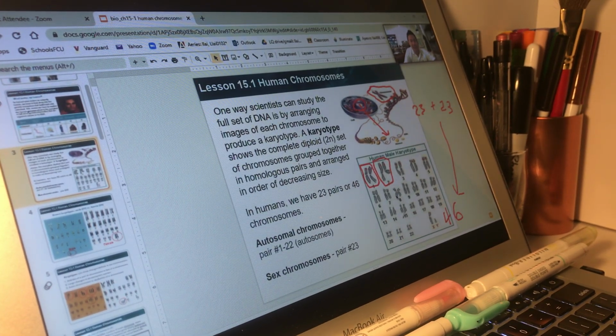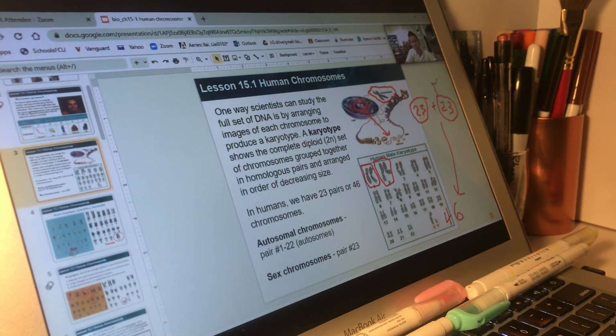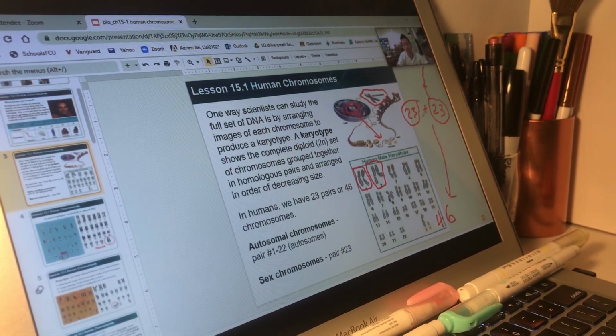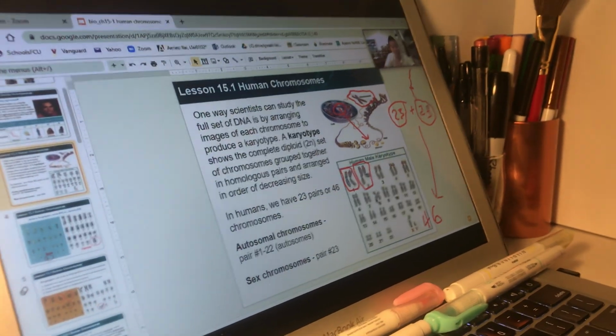Now, what about sex cells? Sex cells do not have 46. They have only 23. That's your egg, and this is your sperm. It has only the haploid number. Remember, we talked about that.